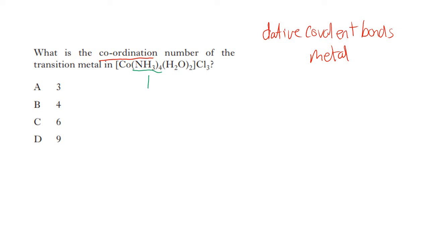Well, we've got ammonia, those are monodentate, and we've got four of them, so that's going to be four bonds from there. We've got water. Water is also monodentate, and there's two of them. So that's two bonds. So in total, that gives us a coordination number of six.